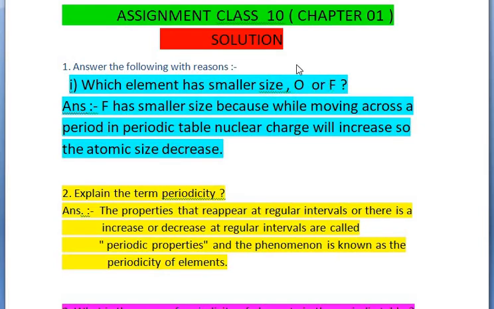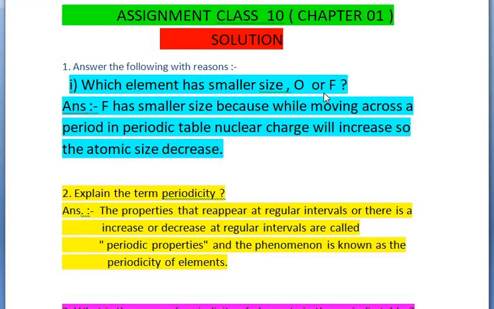So according to our concept, oxygen and fluorine atoms lie in a period, with oxygen having atomic number 8 and fluorine atomic number 9. When we are moving left to right in a period, oxygen comes first and after that the fluorine atom. While we are moving left to right in the periodic table, nuclear charge increases. So fluorine has a smaller size because we know nuclear charge is inversely proportional to the size of an atom.